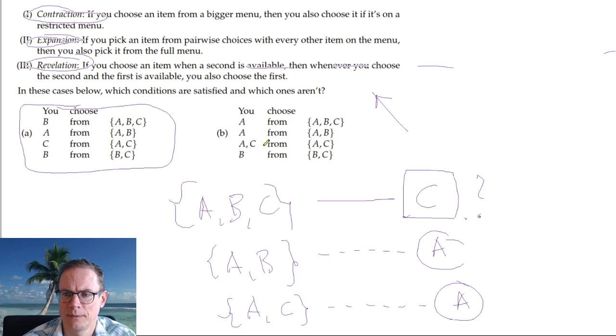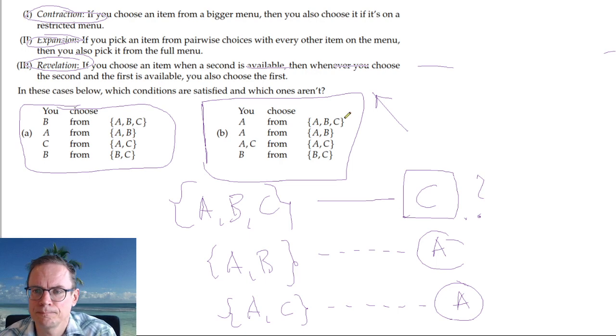If I recall correctly, number B here is a case where you have contraction. Yeah, because you pick A from the full menu and you pick A in this small menu, but you also pick A in that small menu. So contraction is satisfied. Expansion is also satisfied because there's no option that beats the competition in pairwise contests, but that is not chosen from the full menu, because A beats everybody in pairwise contests, but A is also chosen from the main menu.